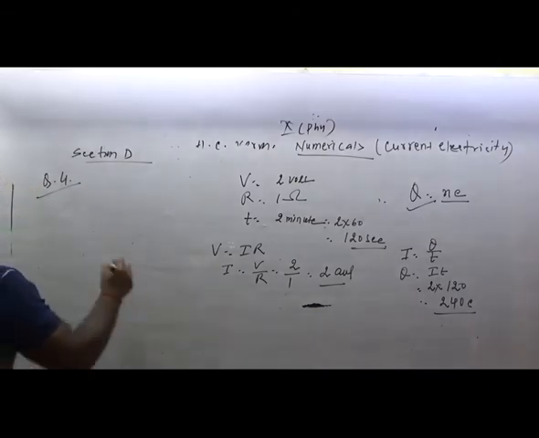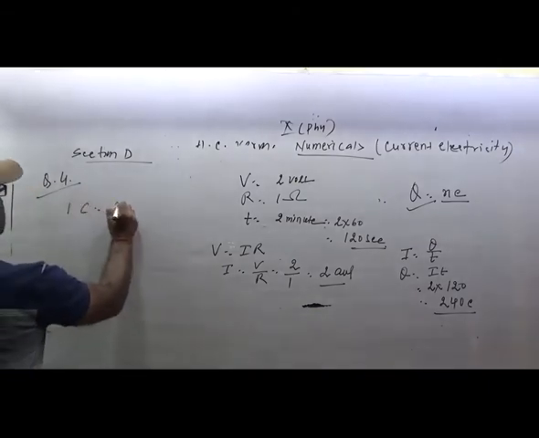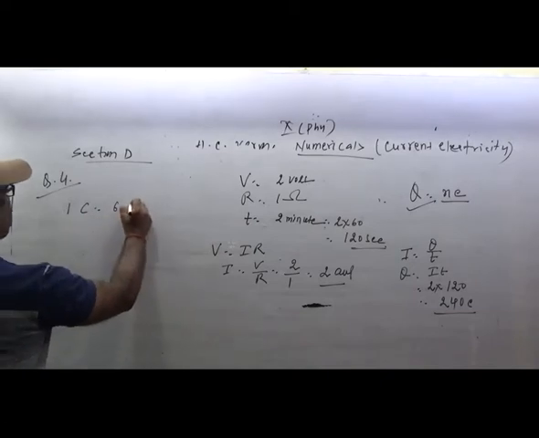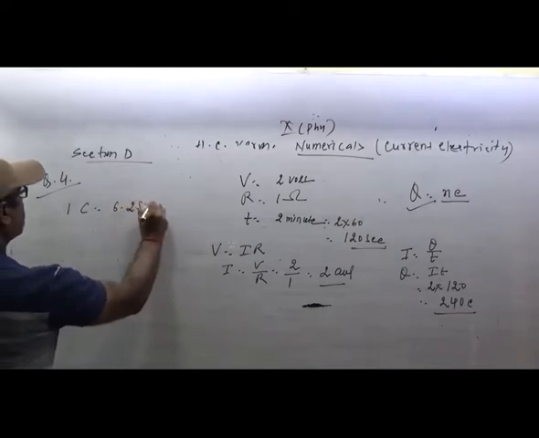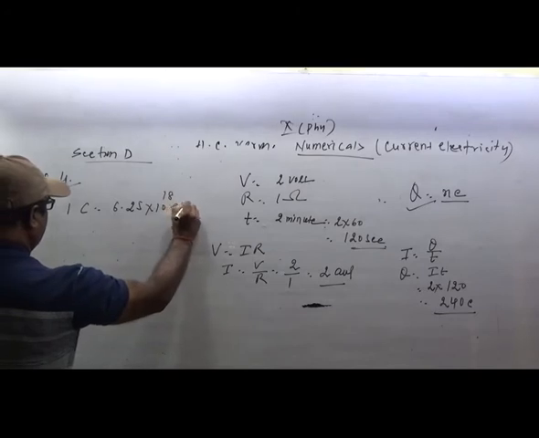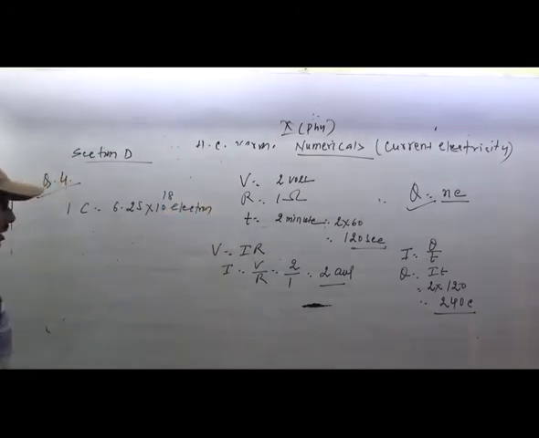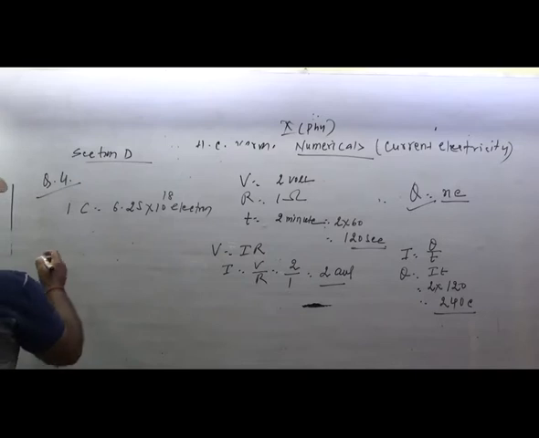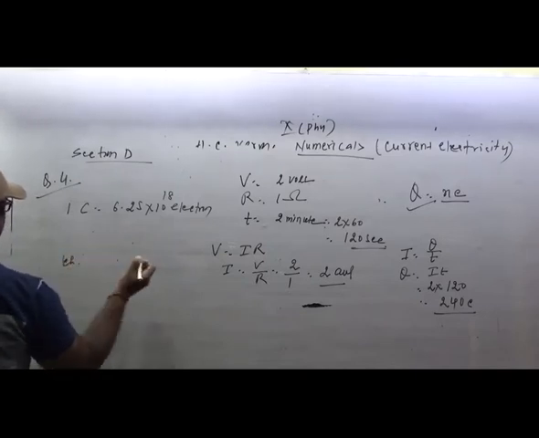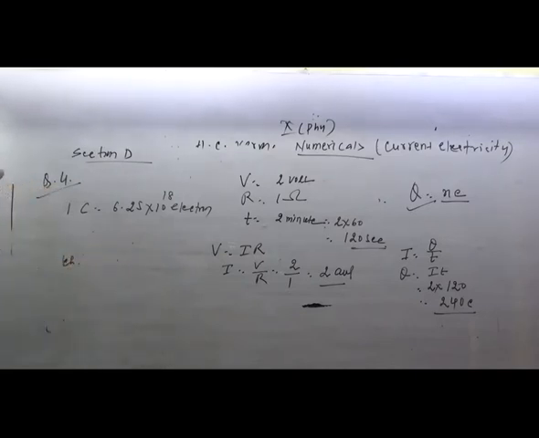1 coulomb of charge contains 6.25 into 10 to the power 18 electrons. We have seen in the earlier question how many electrons are there in 1 coulomb of charge. The charge of an electron we have discussed, and we have solved that first question. And 1 coulomb is equal to 6.25 into 10 to the power 18 electrons.